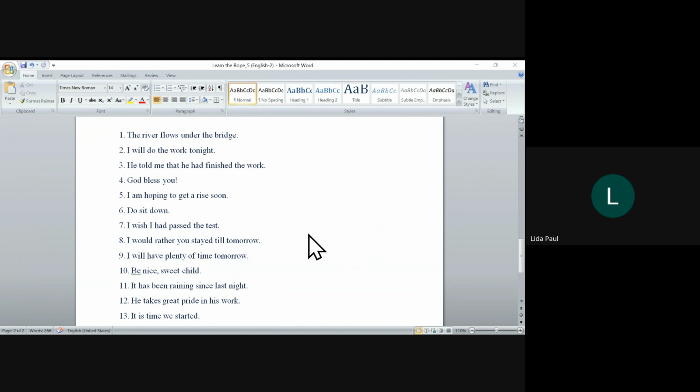Now, the next one. I will do the work tonight. Indicative again, right? There is no special attitude being expressed here. I will do the work tonight is indicative. He told me that he had finished the work. Indicative. Others, are you following? Why did we mark all the first three, all three of them, as indicative? Because they do not show any change in expression or attitude. It's simply a plain statement.